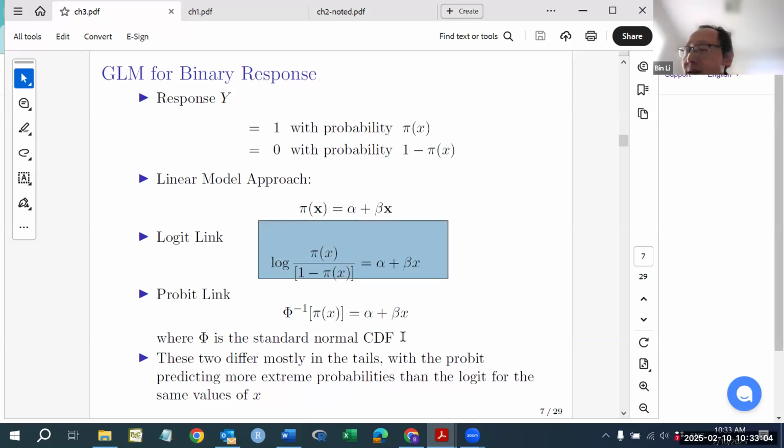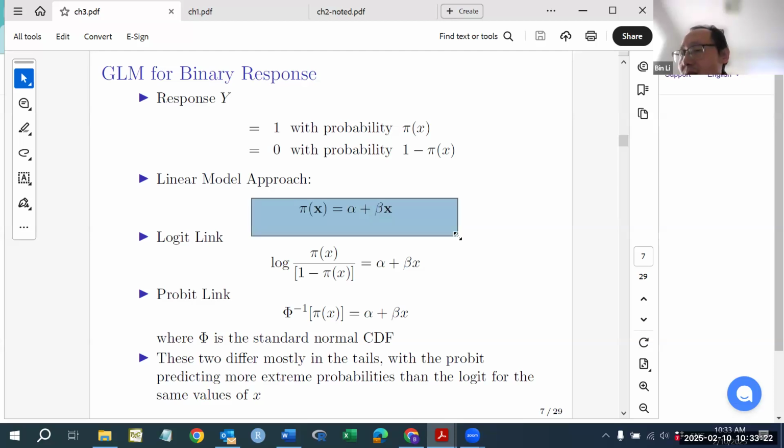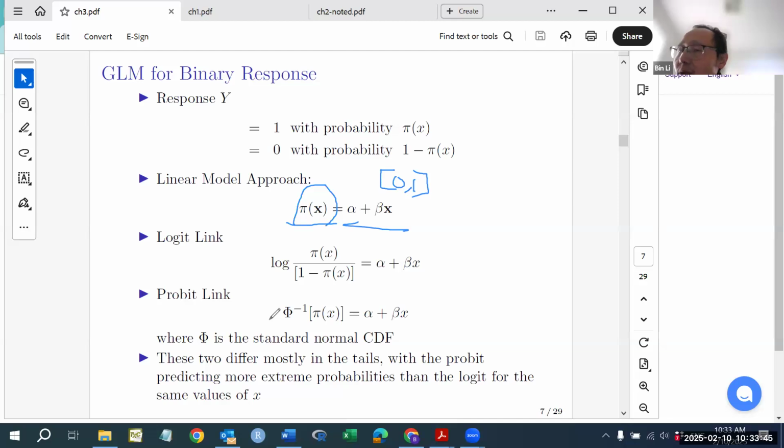And the second is the logit link. So instead of modeling the probability, we model the log odds. Why? Because the linear model has a problem. We know that the probability, the left-hand side, has to be bounded by 0 and 1, right? But the right-hand side doesn't have to be. So sometimes it could be below 0, or sometimes it can be beyond 1. So that's the drawback of using this approach.